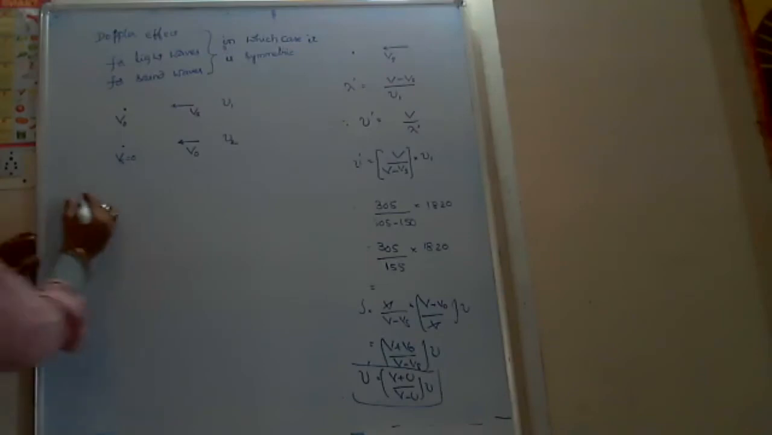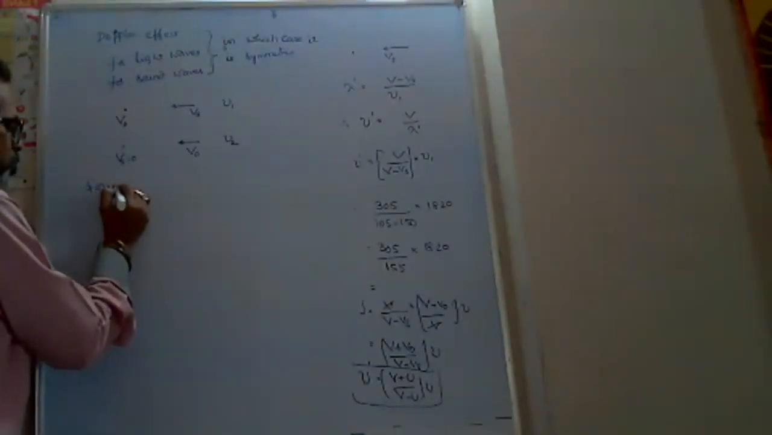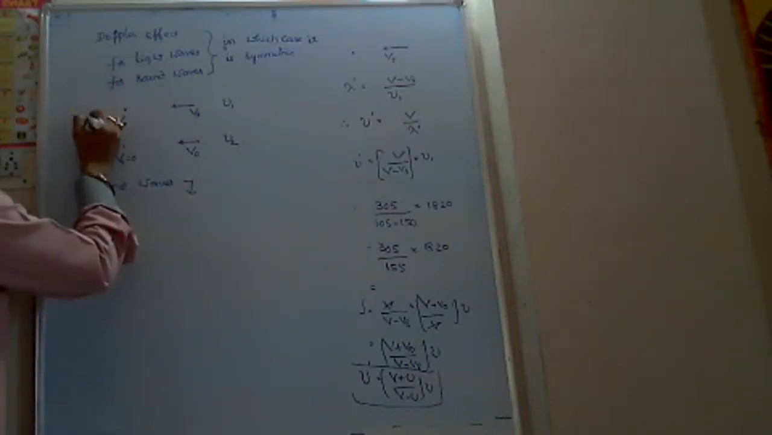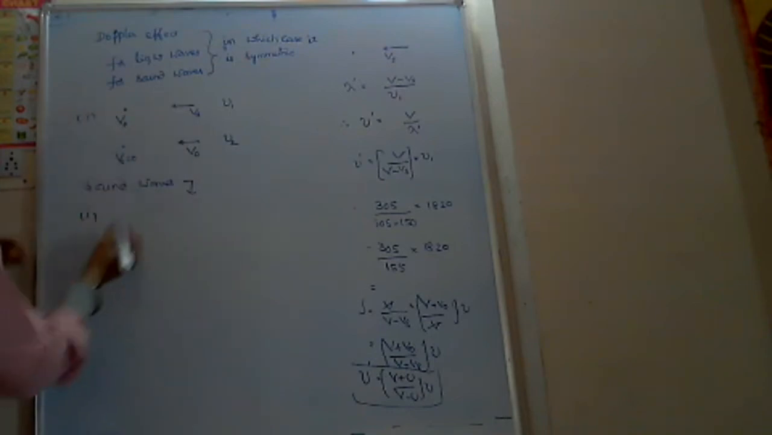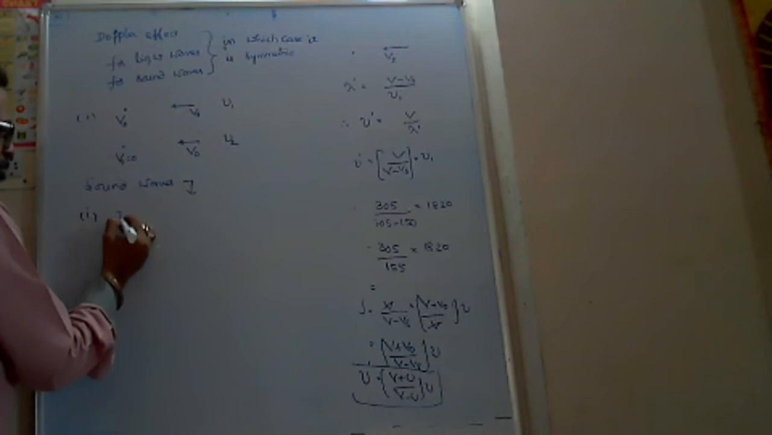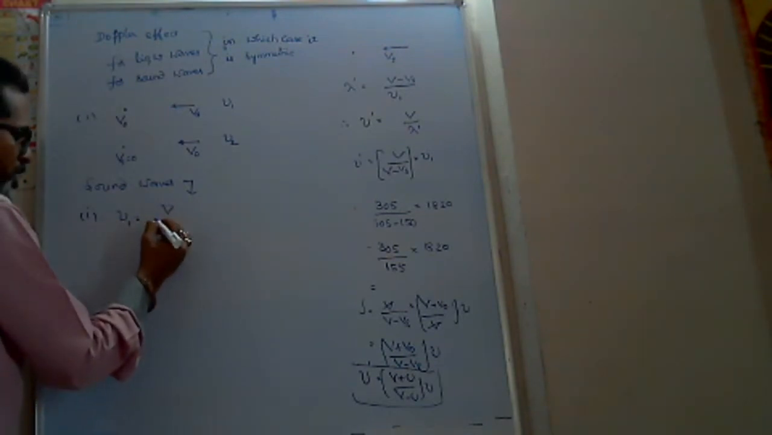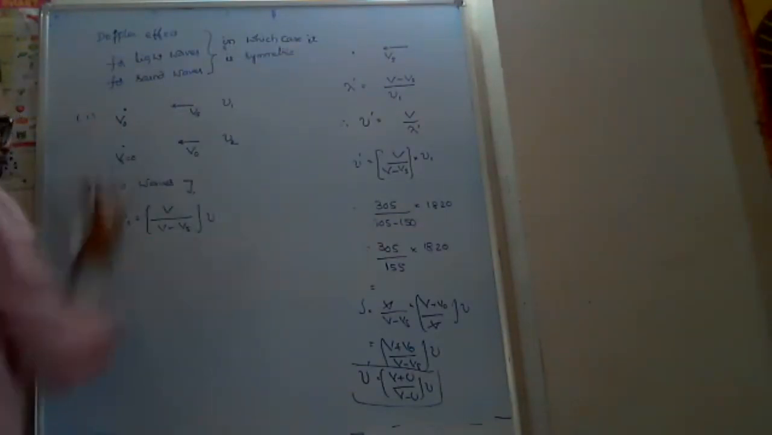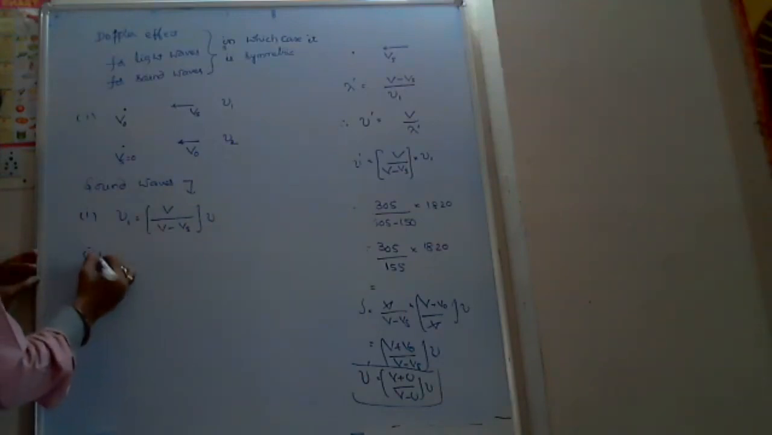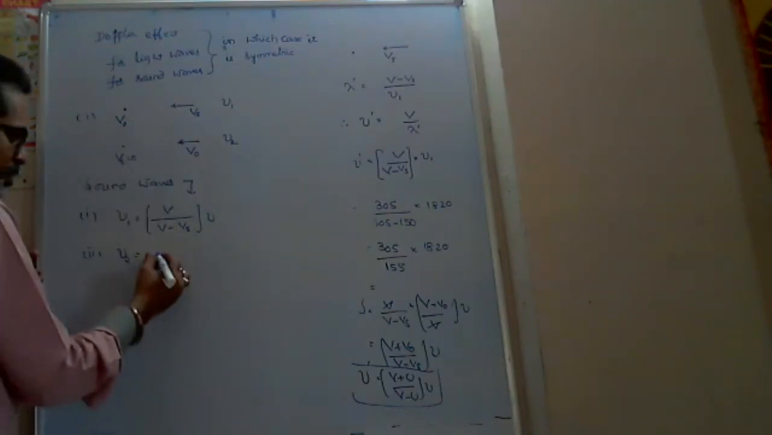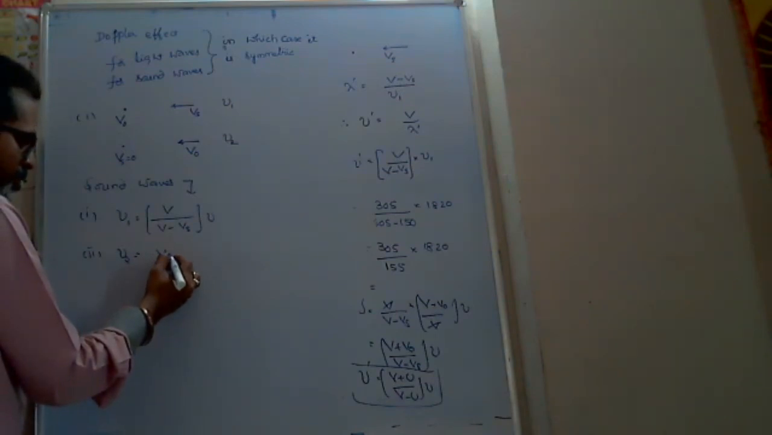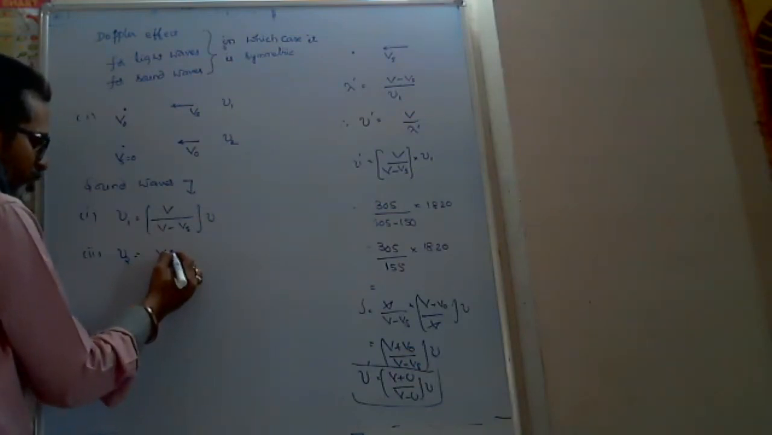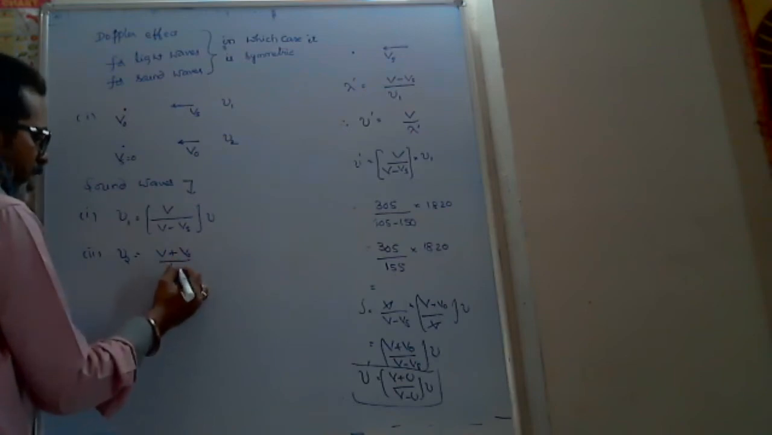Now I am coming to sound waves. In case of sound waves, first one, source is approaching. When source is approaching the stationary observer, the frequency will be V by (V minus Vs) into nu. In the second case, observer is approaching, so it is (V plus V naught) by V into nu.